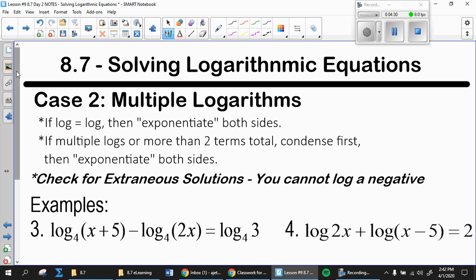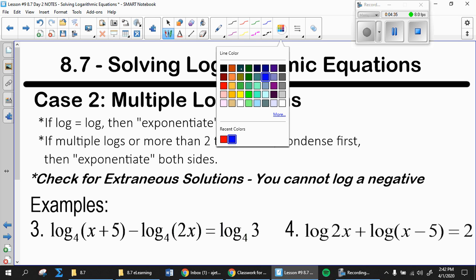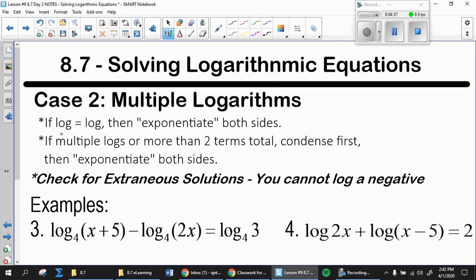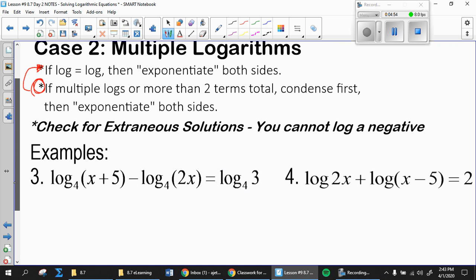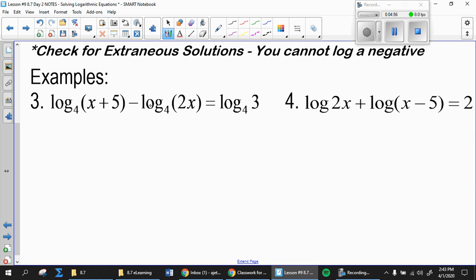The second type of problems we're going to look at are these problems here that have multiple logs on one side. Okay, so it says if multiple logs or more than 2 terms total, condense first, then exponentiate. So what we're going to have to do here is one step to make the problem look like the ones we just did. So we're going to have to condense these multiple logs together first, and then it'll be log equals log, and so we'll be able to exponentiate.